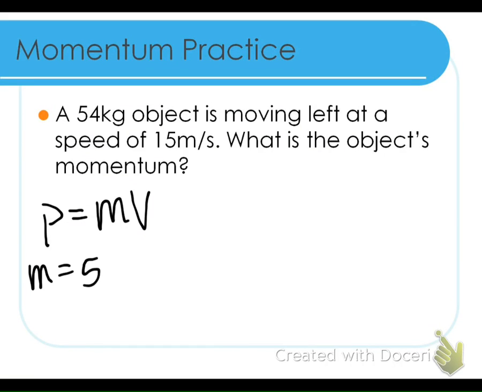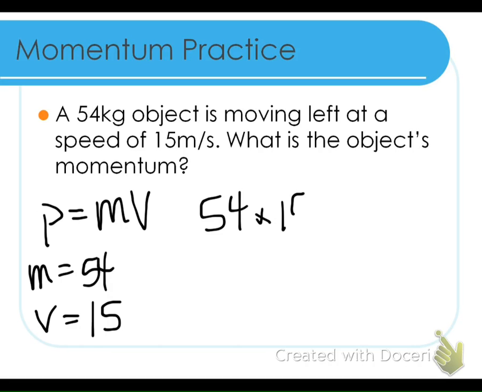So our mass here is 54. Our velocity is 15. Do we need to convert either of those, or are they in the correct units? Correct units. Okay, so we're going to take 54 times 15. And we get what? 810. What's our units that go with this? With momentum? Kilograms times meters per second.